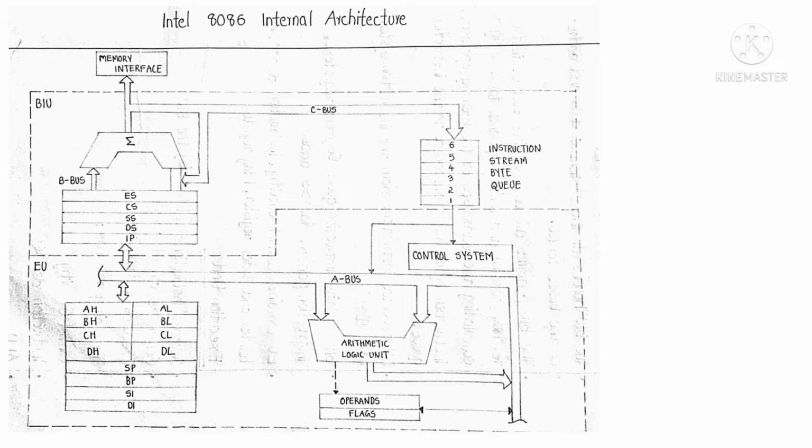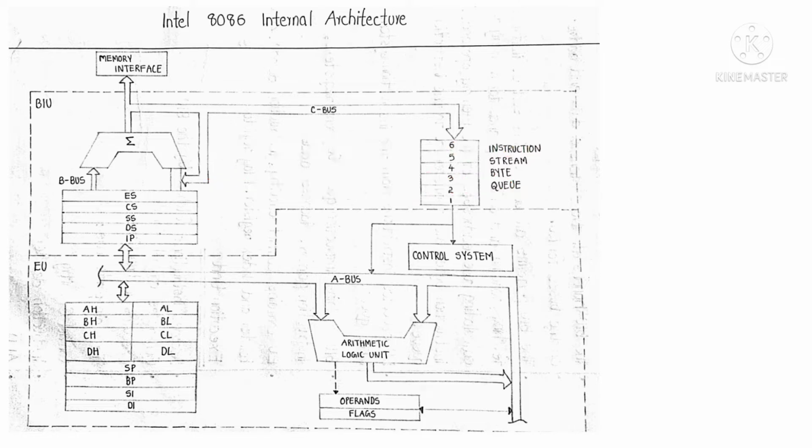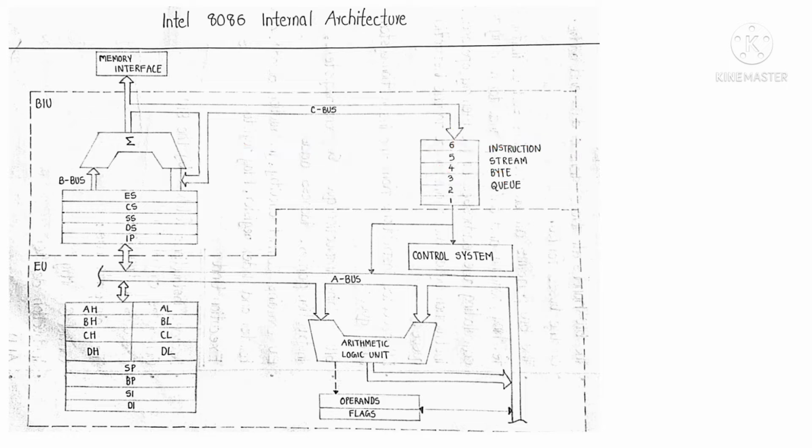The main functions of the bus interface unit are: firstly, it generates a 20-bit physical address. By using that physical address, it will go directly to memory and fetch the instructions from the memory. Then it transfers data to and from the memory according to our instructions. And this bus interface unit has a 6-byte prefetch queue to support the pipelining operation. Let's see one by one in detail.